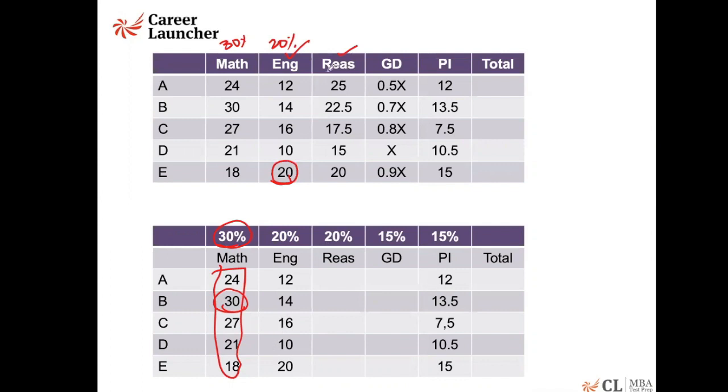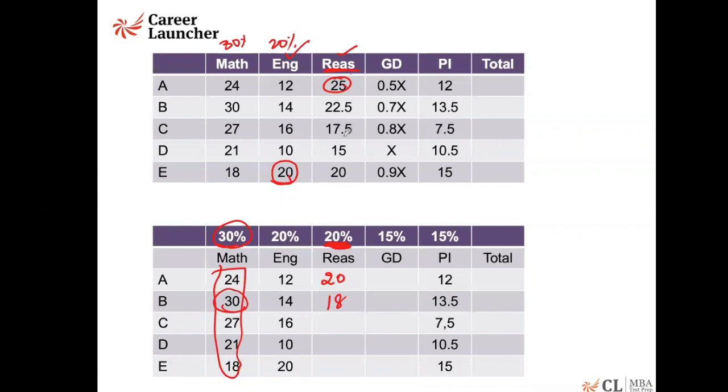But look at this. For reasoning, the weightage is only 20%. The reasoning 20% is the weightage. But my highest is 25. That means A, who got the highest 25, will actually get 20. Now B is 10% lower than A. That means this guy has to be 18.